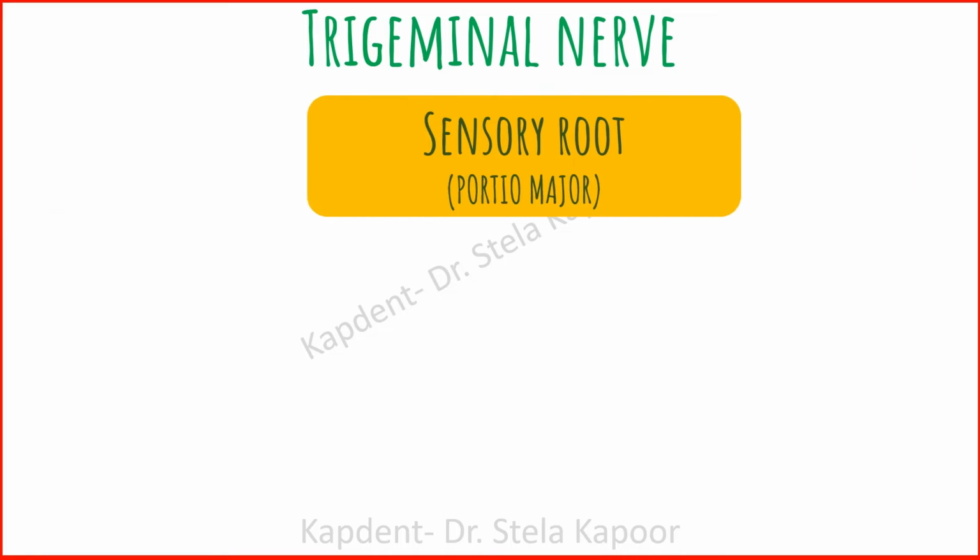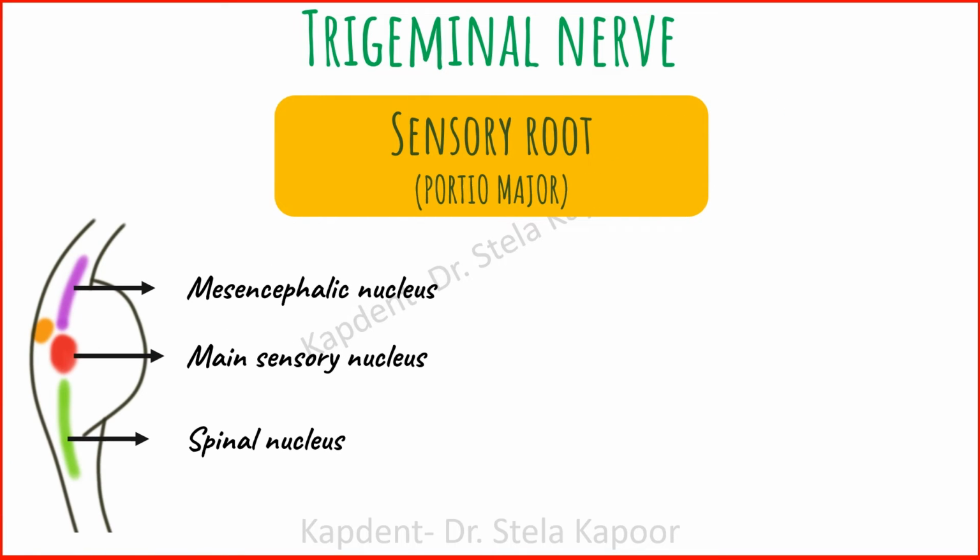The sensory root arises from three sensory nuclei, namely the mesencephalic nucleus, principal sensory nucleus, and the spinal nucleus. The root enters the concave portion of the trigeminal ganglion and exits as three sensory divisions, namely ophthalmic, maxillary, and mandibular.